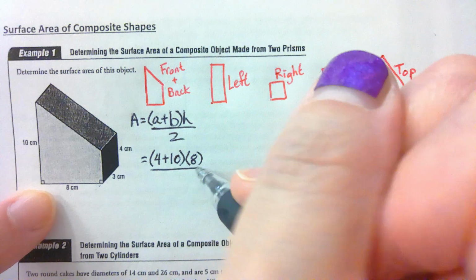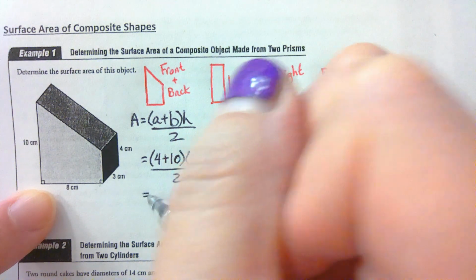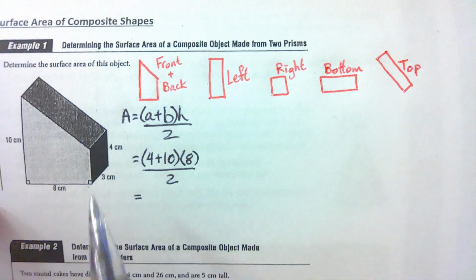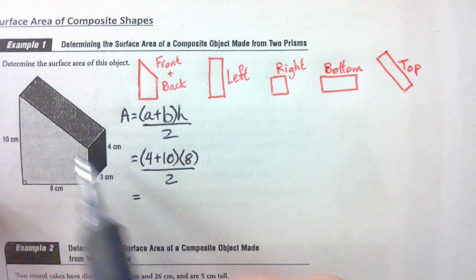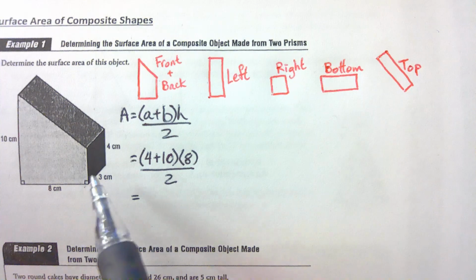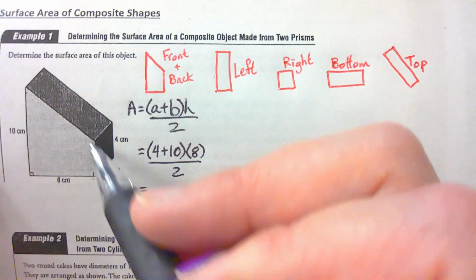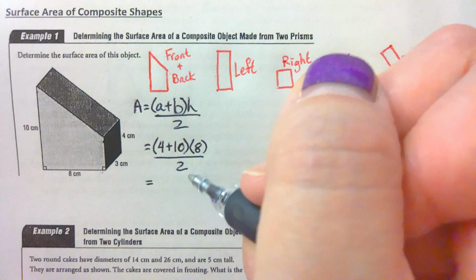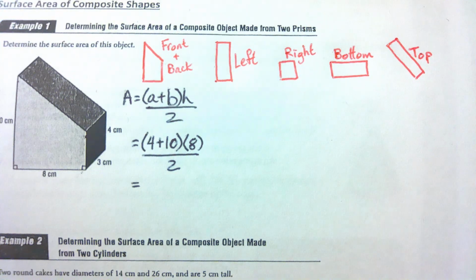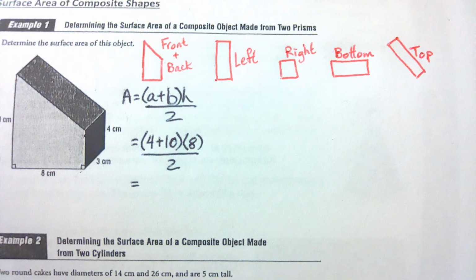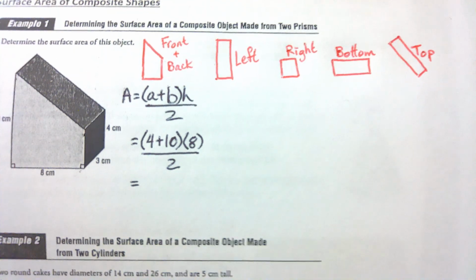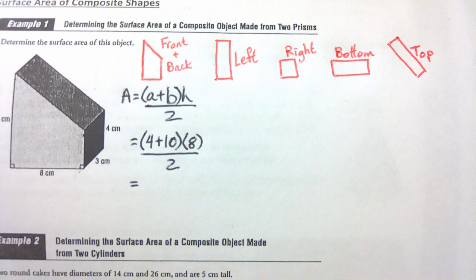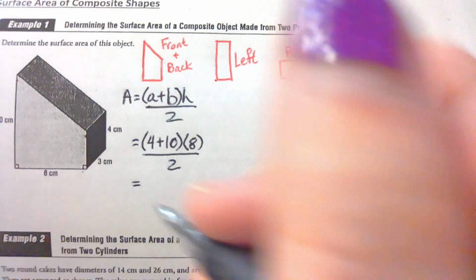Okay, so this is probably where some people made the mistake. So this is your trapezoid. This is the height of your trapezoid. Those are the two parallel lines. Those are your A and B. So 14 times 8 divided by 2. 14 times 8 divided by 2, you get 56.